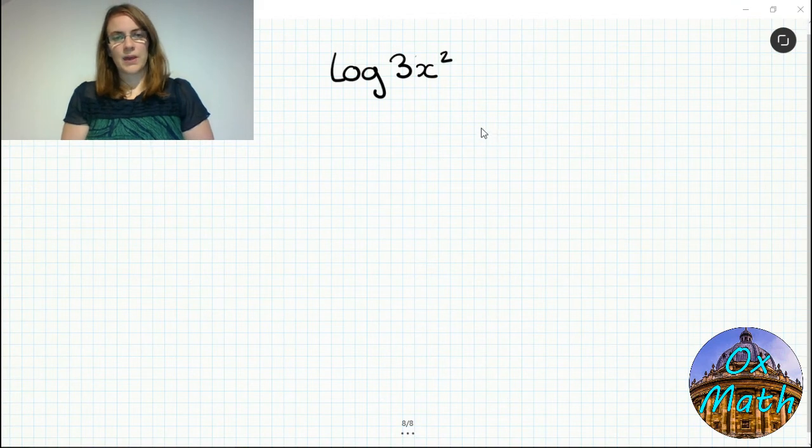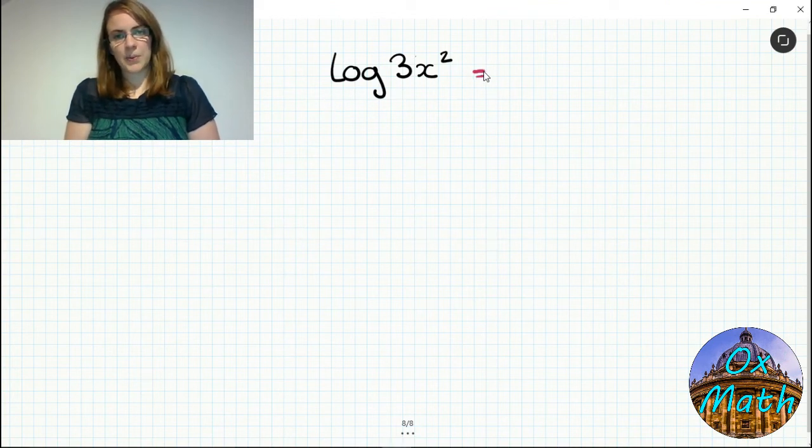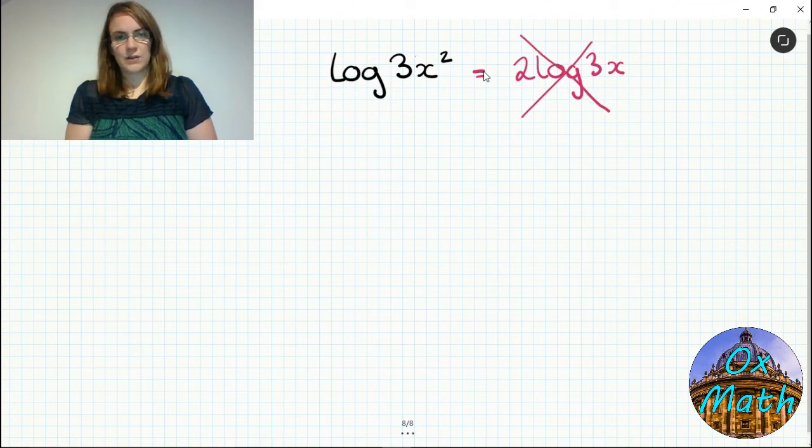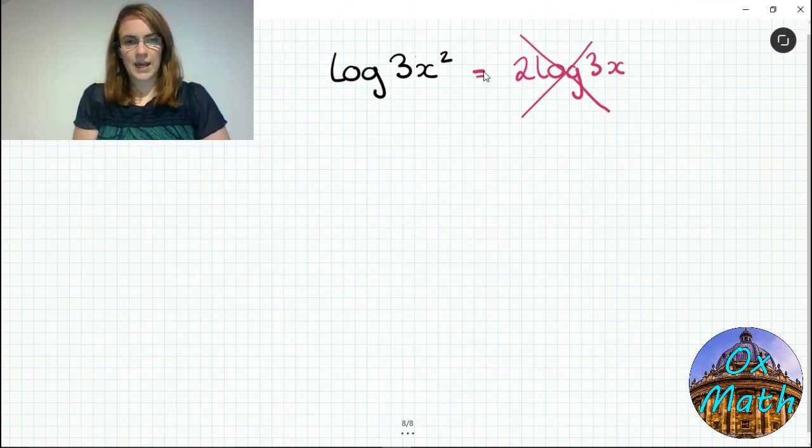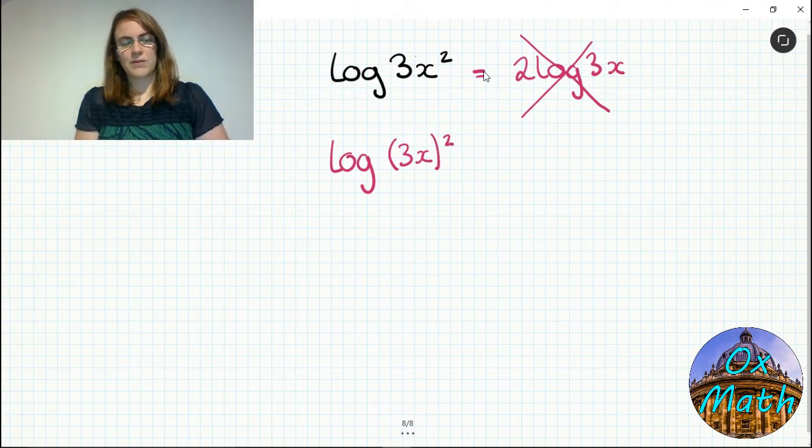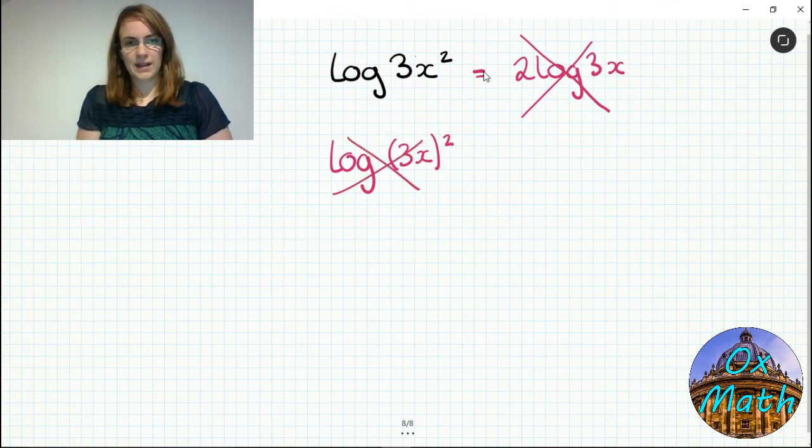Now I just want to point out a common mistake that is often made when using our final log law, and that is that if we have log of 3x squared, a lot of people will simplify that down to 2 log of 3x. Now this is not correct, and let's have a look at why. Log of 3x squared is not the same as log of (3x) squared. The 3 is not part of the power, the 3 is not part of the base in the 3x squared. What log 3x squared actually means is log of 3 times x squared.